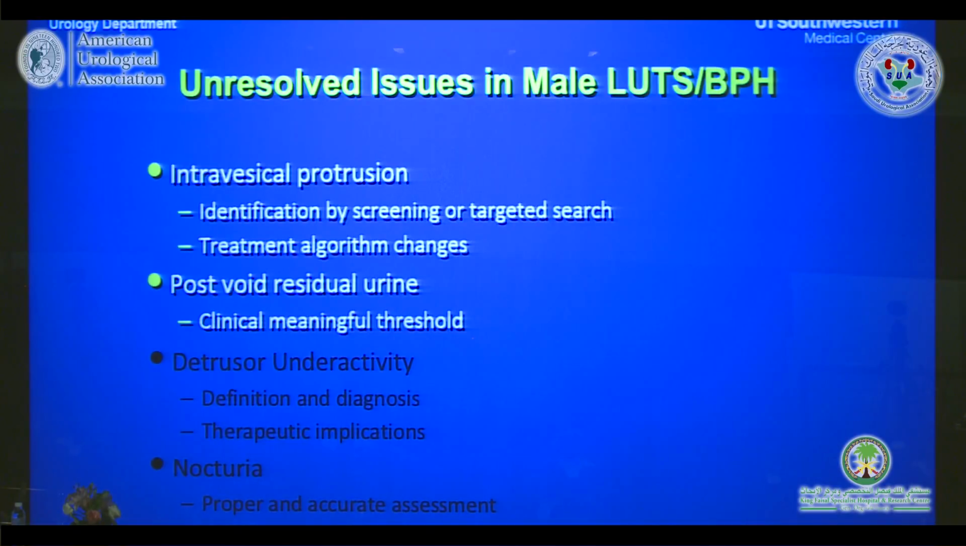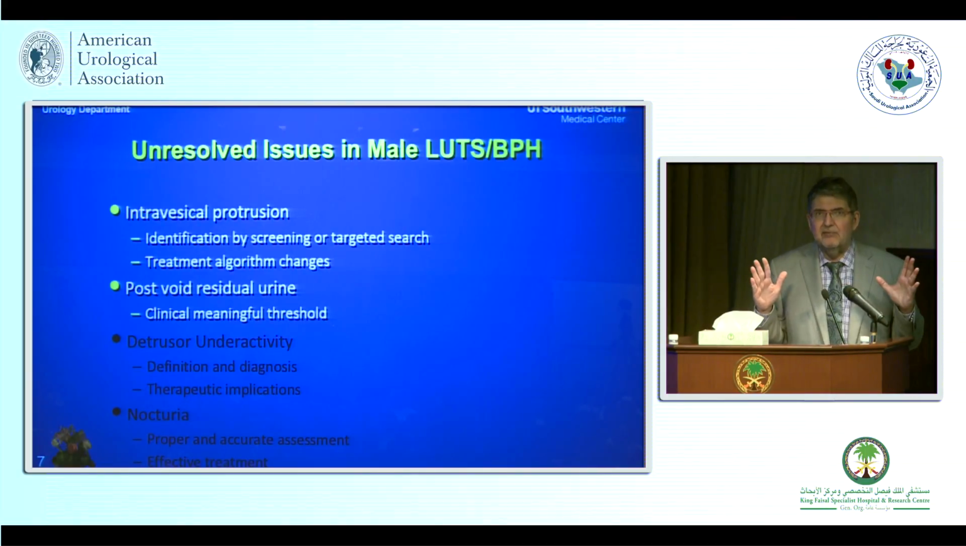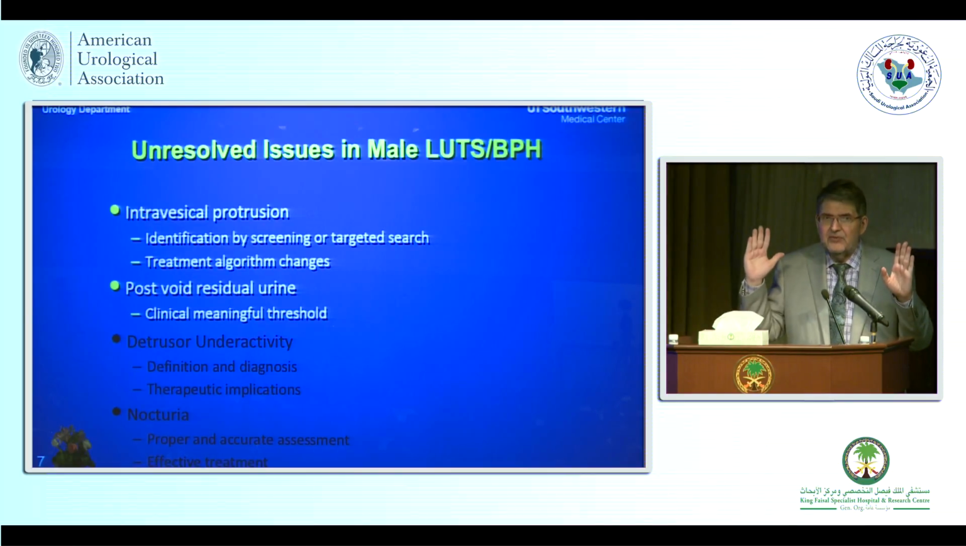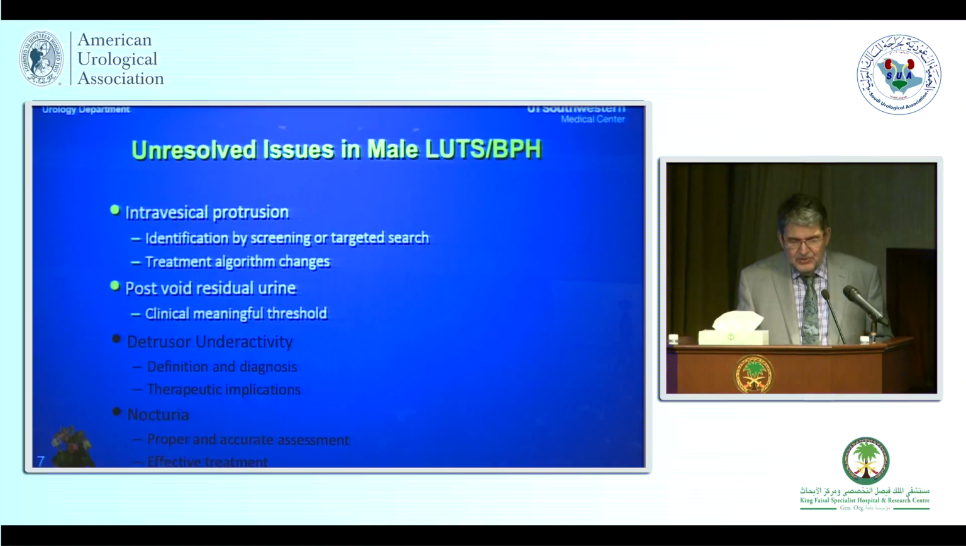I've traveled around the world and I ask questions. What do you think is a safe and an unsafe residual urine? And the answer is dramatically different. Some people say anything goes, 300 cc's, 400 cc's is fine. Others say over 100, you've got to do a surgery. I said, why? Where's the data? So it's an unresolved issue.